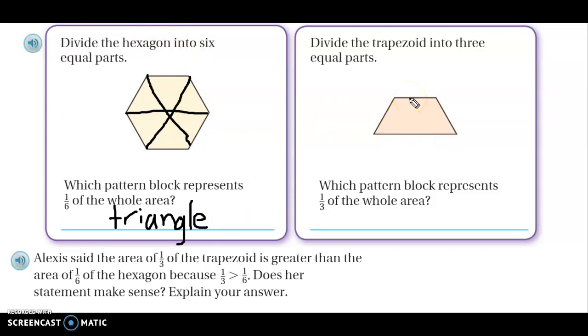Divide the trapezoid into 3 parts. This is trickier. All right, I'll show you how to do this. I'm going to put a dot in between this whole line, right in the middle. I'm going to bring it up from here to here. Now, obviously, if you had pattern blocks at home, this would have been a little bit easier. But dividing a trapezoid into 3 parts, 1/3, 1, 2, 3 equal parts, they are also a triangle. So a triangle is your answer to both of those.